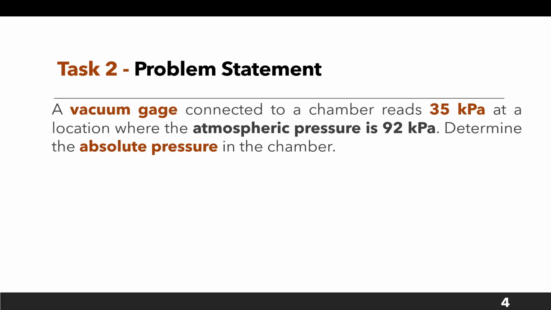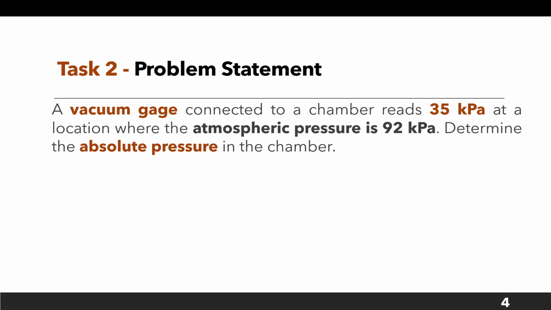But for now, I can move on to one of the simplest calculations that we always see. For our second part here, we are looking at the case where we have a vacuum gauge. We know what a gauge is used for, right? Connected to a chamber that reads 35 kilopascal at a certain location where the atmospheric pressure is 92 kilopascal. Now we are to determine the absolute pressure in the chamber. This is very straightforward and easy.